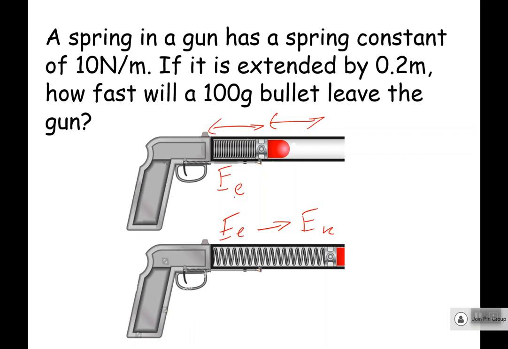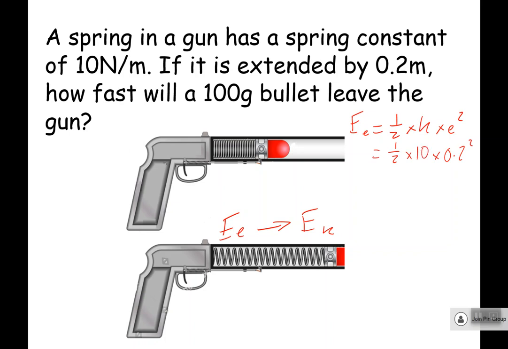So we need to work out how much elastic potential energy is actually stored in this spring. So let's use the equation that we've been given already. Elastic potential energy is equal to half times k times extension squared. We know the extension is 0.2, we know half is a half. We don't know the elastic potential energy, we know the spring constant is 10. So if we work that out, we've literally just got 0.5 times 10 times 0.2 squared, which is equal to 0.2. So 0.2 joules worth of elastic potential energy.